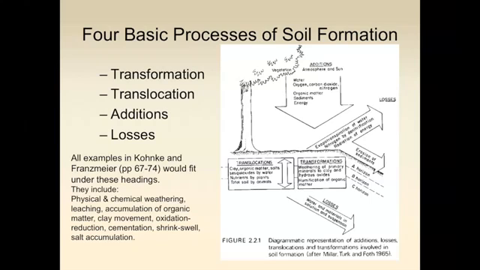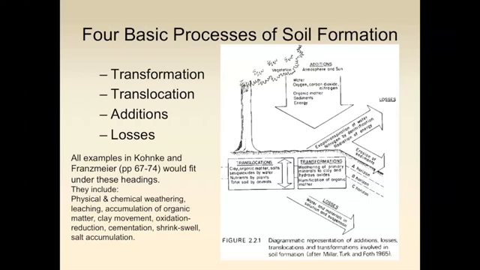Now, if you look at Conker and Franzmeier, you'll see a whole bunch of things like physical and chemical weathering, leaching, accumulation of organic matter, clay movement, oxidation, reduction, and things like that. And so they have adequate explanations for those things. But there are basically 4 processes of soil formation that I want to show you. This whole idea is transformation. So transformation really encompasses things like weathering of those primary materials, and they become clays or hydrous oxides.